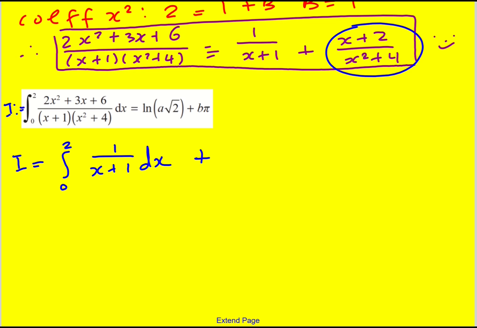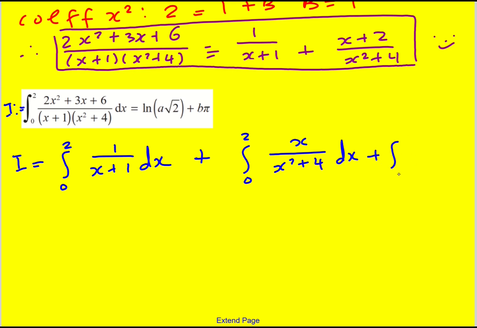Now this one here cannot just be integrated directly. When you differentiate the bottom, you get 2x. It's not like it's in the form f dash x over f of x. So what I'm going to do is separate this one as well. It's going to be the integral of 0 to 2 of x over x squared plus 4. And then we're left with this one here. And this latter one is actually quite a standard integral. It's in the formula book.